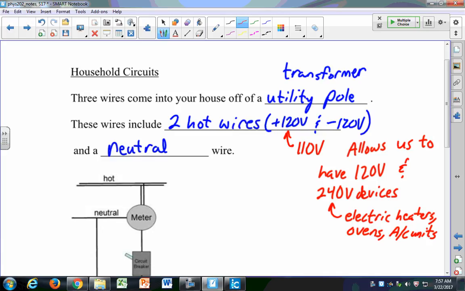We talked about this recently, and we'll talk about it again, but why would you want to have a high voltage for your power-hungry devices? Why would you rather have 240 volts instead of 120 volts? What happens if you have high voltage for a given power? What happens to the current? If your voltage goes up, your current goes down.